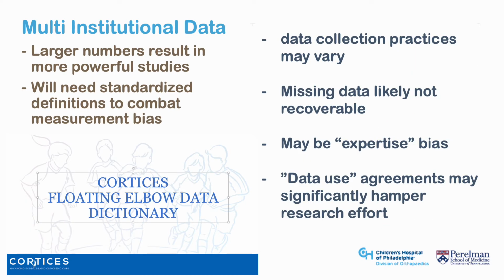Multi-institutional data can be a powerful answer to the lack of statistical power that single institution studies offer. Standardized definitions for data points are critically important in this regard to protect the internal validity of the study from misunderstandings in data collection. In this vein, subtle or sometimes not so subtle differences can be present in data collection. Additionally, missing data may not be recoverable, particularly when using large multi-institutional databases. There may be expertise bias if using a large database which is managed by several high-volume centers. This may decrease the external validity or generalizability of the study.